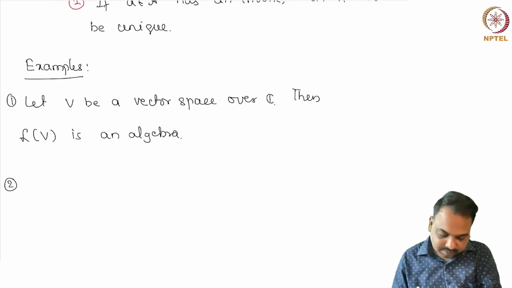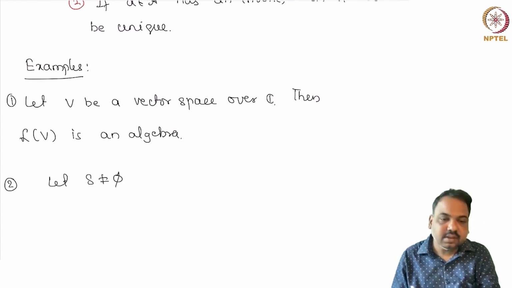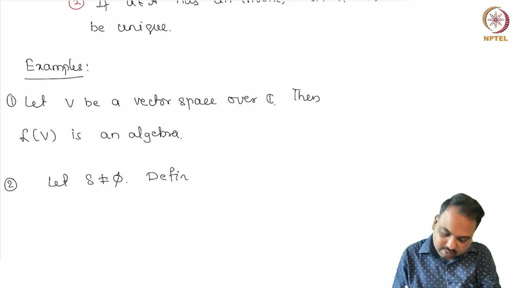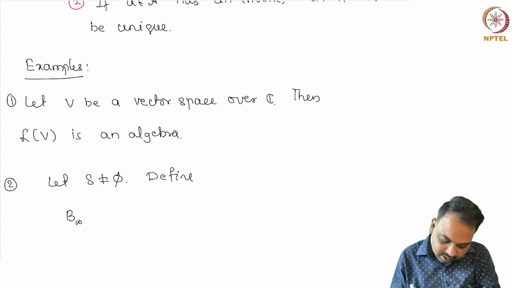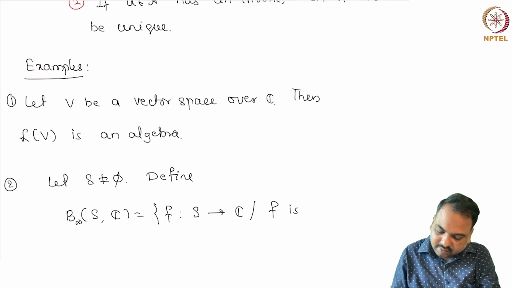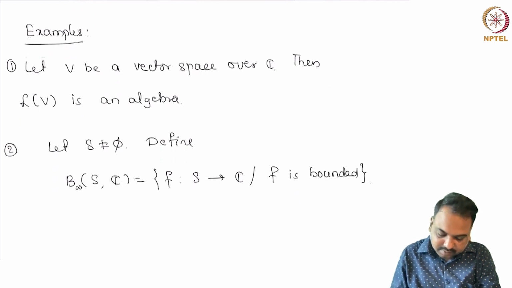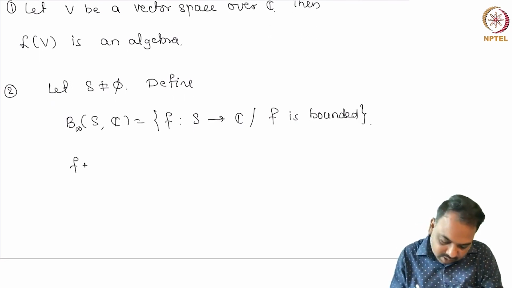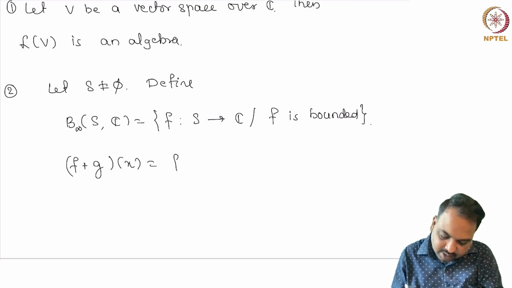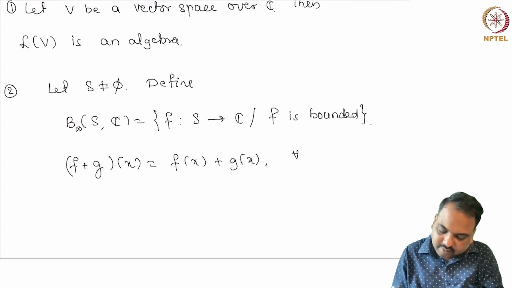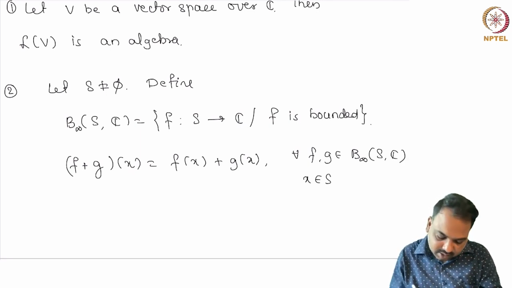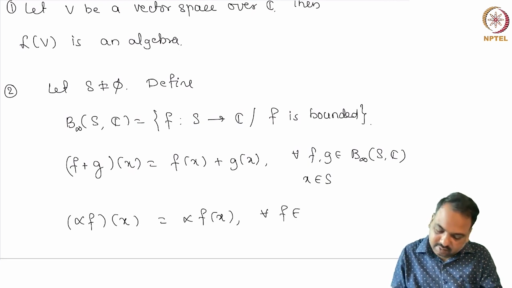The second example we can look at is, let S be a non-empty set. Define B infinity of S, C, the set of all functions from S to C such that F is bounded. We know that this is a vector space when we define F plus G at a point x as F(x) plus G(x) for every F and G in B infinity, x in S, and alpha times F at x is nothing but alpha times F(x), where alpha is a complex number.